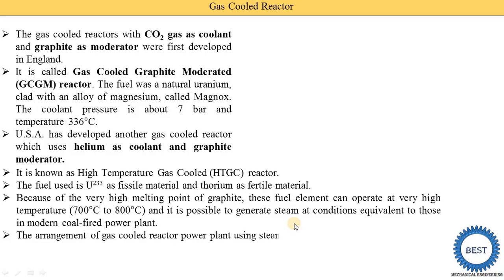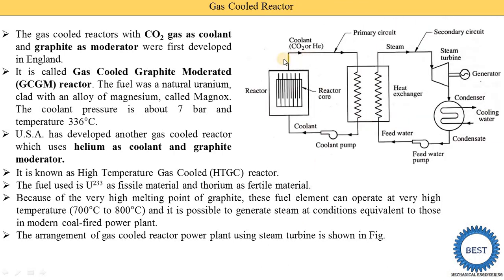The arrangement of a gas cooled reactor power plant using a steam turbine is shown in this figure. Here you see this one is the reactor, and this gas cooled reactor consists of two circuits. One is called the primary circuit, this part, and this part is called the secondary circuit. In the primary circuit there are three components: the reactor, the heat exchanger, and here a coolant pump is mentioned, but its name is wrong because here we circulate gas. For circulating gas we need to use blowers or compressors, so here we need to mention a circulating device instead of a coolant pump.